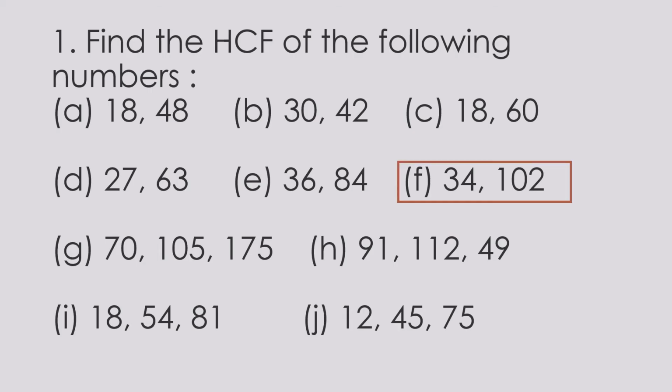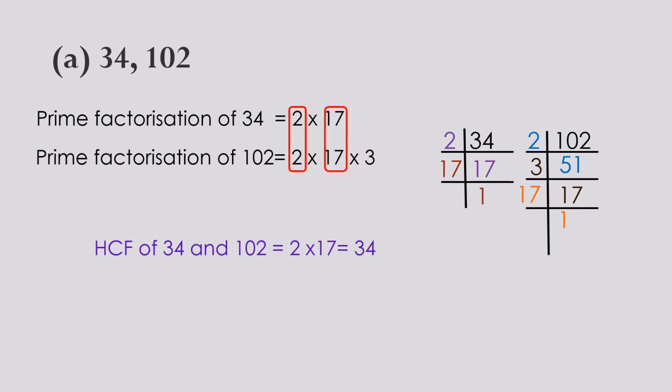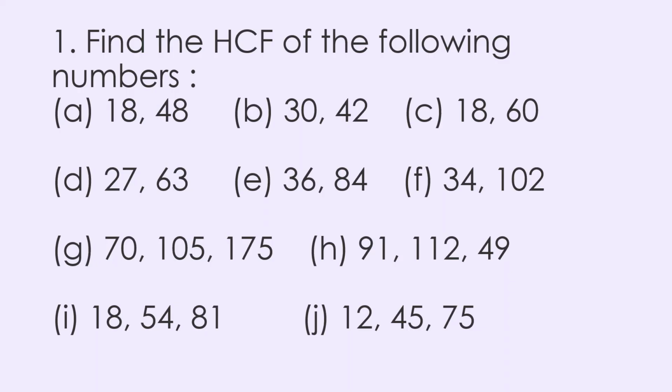Next question is 34, 102. So here when we factorize 34 we get 2 into 17, and 102 we get 2 into 17 into 3. So common factors are 2 and 17. So HCF is 2 into 17 equal to 34.